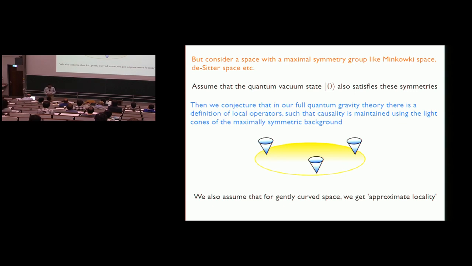Okay? So in that sense, if you at least have a region which has a well-defined, like flat space region, or some place which has maximal symmetry, and you're in the vacuum state there, you do have a notion of causality. Let's assume this for the moment, simply because I don't know how to violate any example. And if the space is gently curved, we should at least get approximate locality. If it's curved in some way, as we said, we can't have exact locality. But let's assume we have some kind of approximate locality.